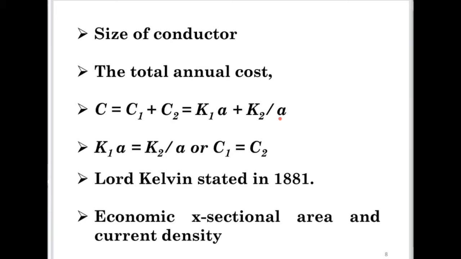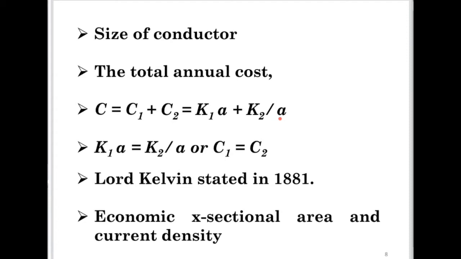And like I mentioned earlier, this is from a long time ago, 1881, but after that some modifications have taken place. We'll discuss that. Now, this small a is the cross-sectional area of the conductor that provides the economy in terms of the total annual cost being the minimum.